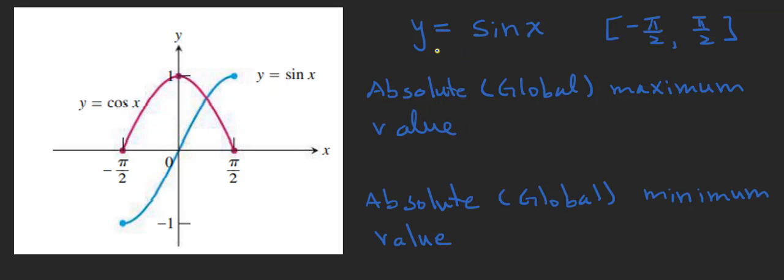What about the graph of y equals sine x from negative pi over 2 to pi over 2? What will be the absolute maximum value? Well, the highest y value occurs when x equals pi over 2, and the y value is 1, so the absolute maximum value is 1. What about the absolute minimum value? The lowest y value is negative 1 within that domain, so it will be negative 1. And notice the interval is closed, so we could include the negative pi over 2 and pi over 2.